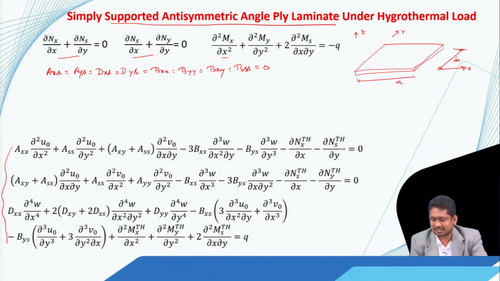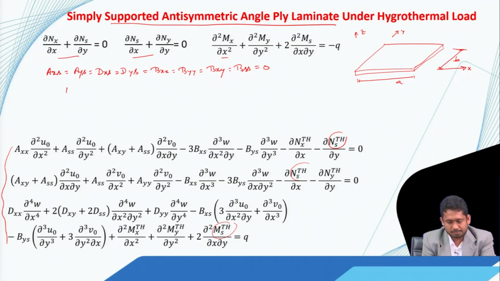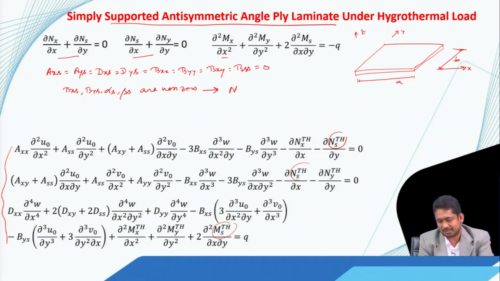Now, previously we had NS0, NSTH0 and MSTH0, but we do not have those terms zero here, because each ply has Bxs, Bys non-zero and also alpha s is non-zero. So Bxs, Bys, alpha s, beta s are non-zero, and this implies that Ns is not equal to 0, Ms is not equal to 0.